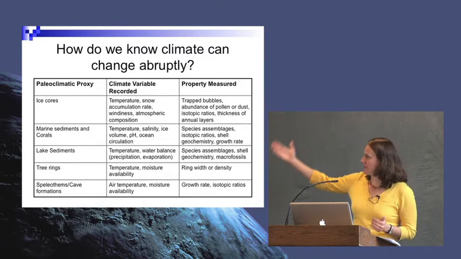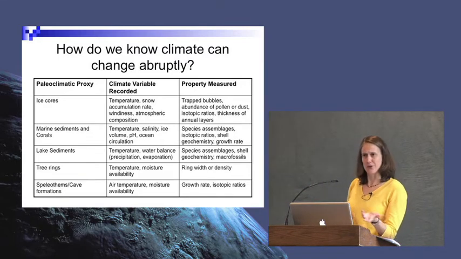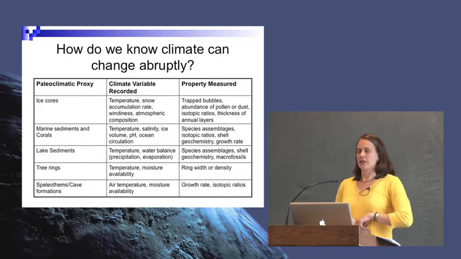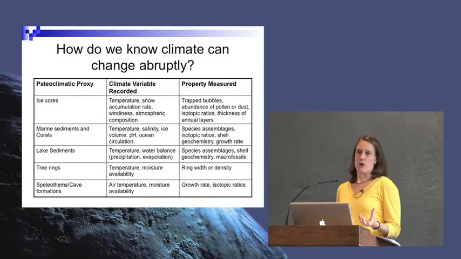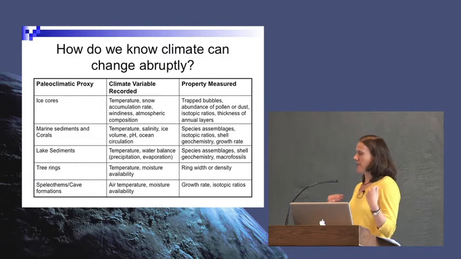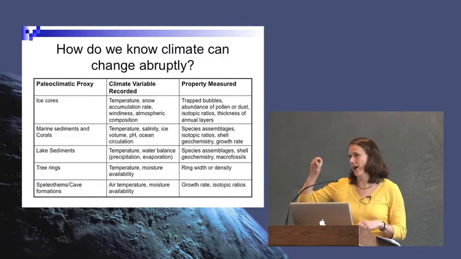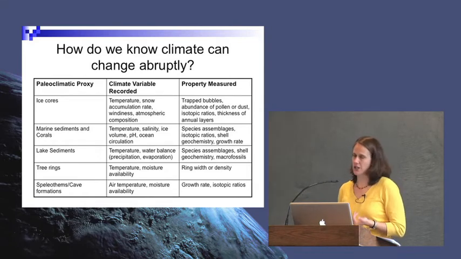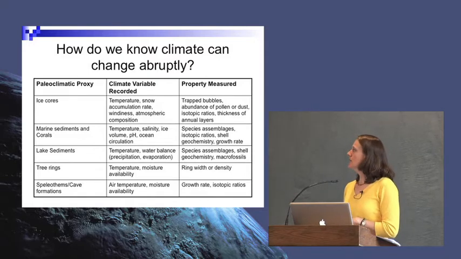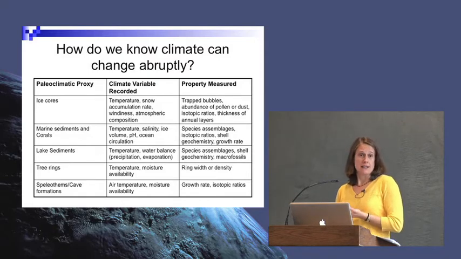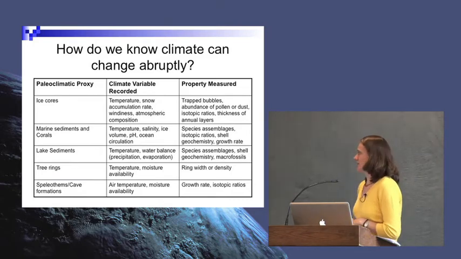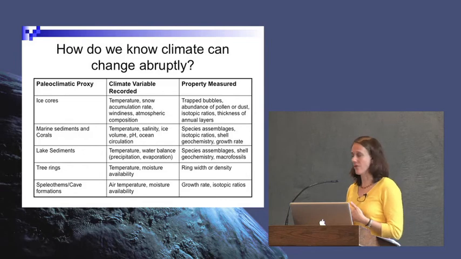But we have a bunch of different ways of looking at it. I was told you guys did an ice core activity already. So you can look at ice cores and measure the composition of the air bubbles in the ice core, or you can look at pollen or dust, or even the spacing between the annual rings, to tell you information about snow and precipitation and temperature and windiness or dryness. Other examples are marine sediments and corals to look at ocean conditions, temperature, salinity, ice volume.